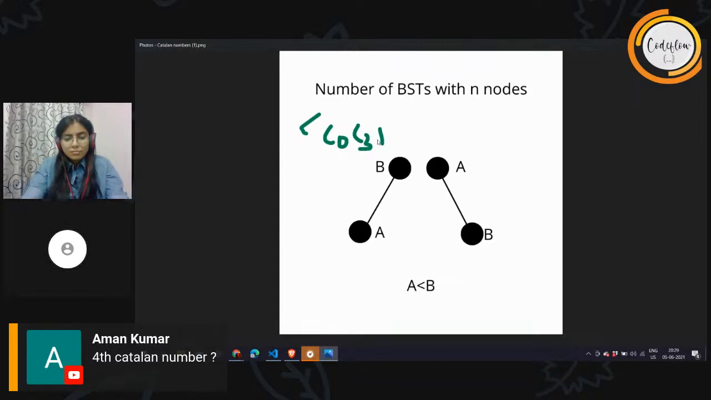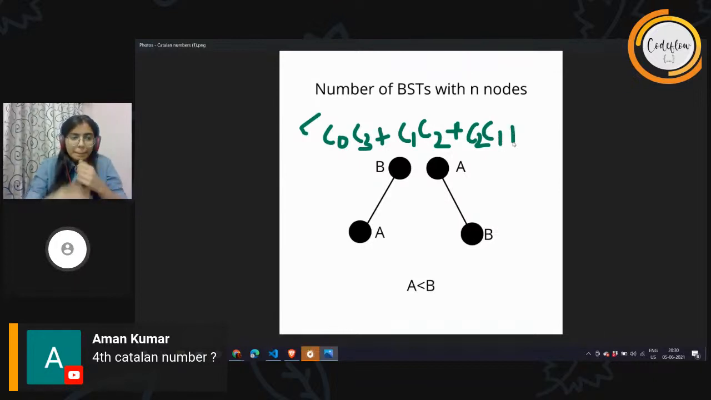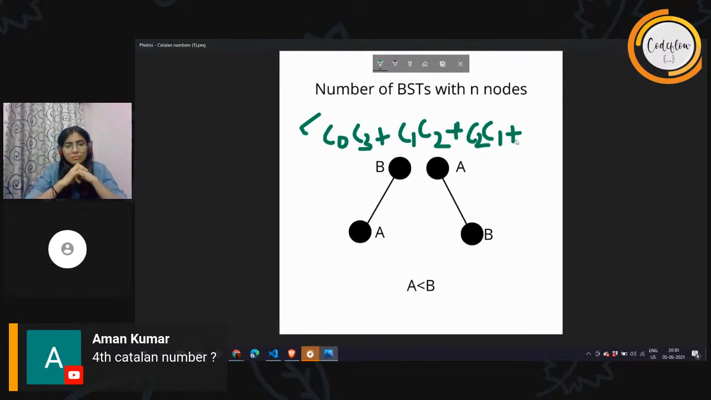It will look something like C0 and C3 plus C1 and C2, right? Plus C2, C1 plus C3, C0, right?